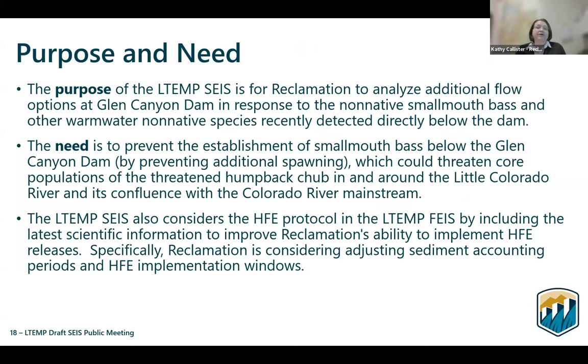The purpose and need are explained on this slide. So the purpose of the LTEMP SEIS is for Reclamation to analyze additional flow options at Glen Canyon Dam in response to the non-native smallmouth bass and other warm water non-native species recently detected directly below the dam. The need is to prevent the establishment of smallmouth bass below Glen Canyon Dam, and this is by preventing additional spawning using flows. These smallmouth bass, as we've talked about, could threaten core populations of our threatened humpback chub in and around the Little Colorado River.